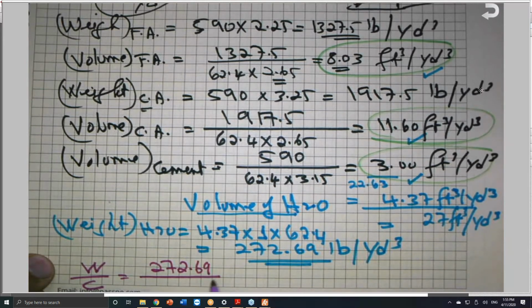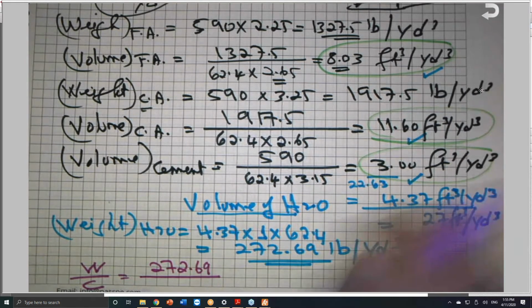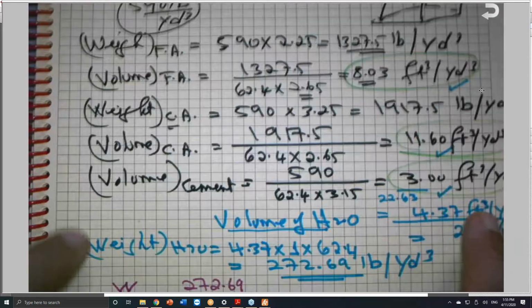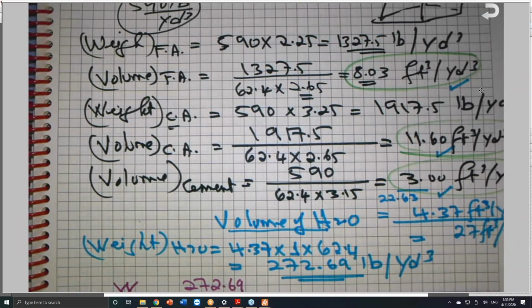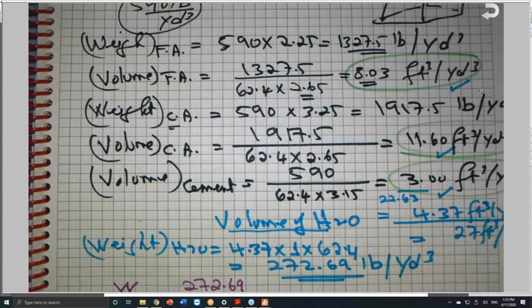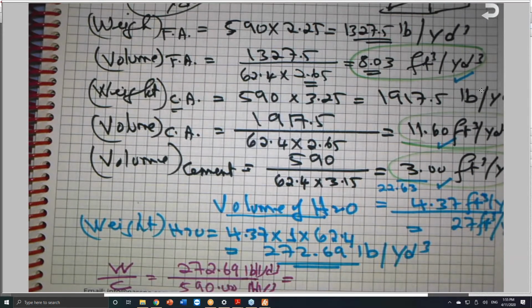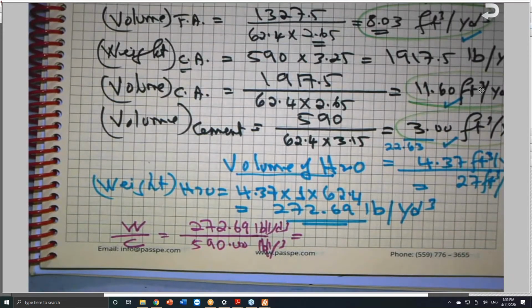It is 272.69 pound per cubic yard. And the cement, the problem gives it as 590.00. If you like to say pound per cubic yard, I have no problem, because water cement ratio is dimensionless. So if you divide these two numbers, we get a number. Hopefully we'll have a number among the 4 answers to match.